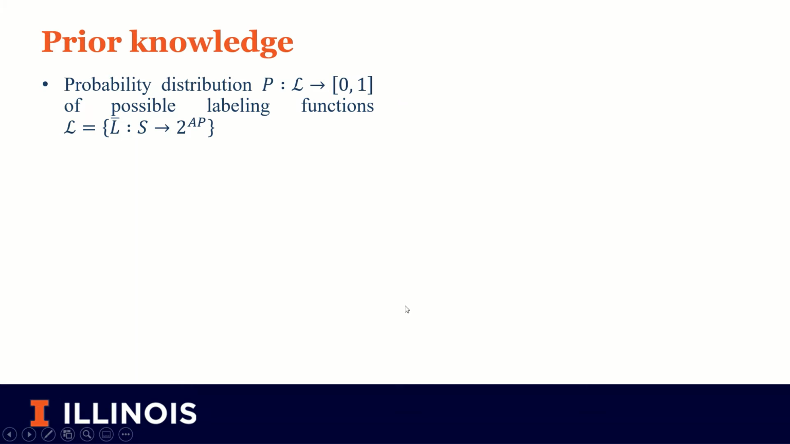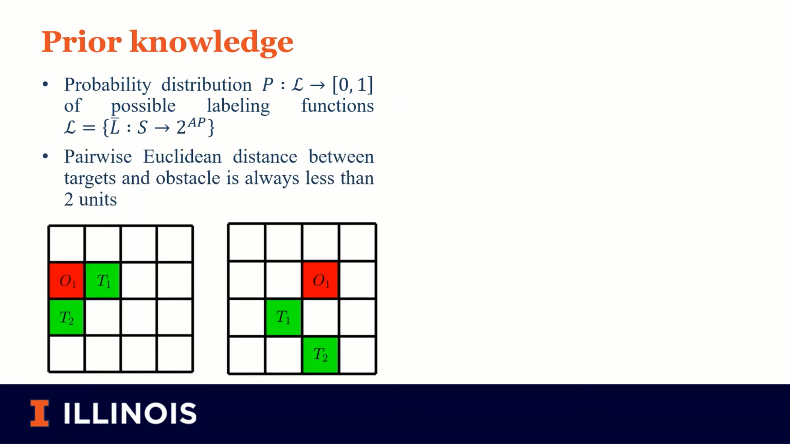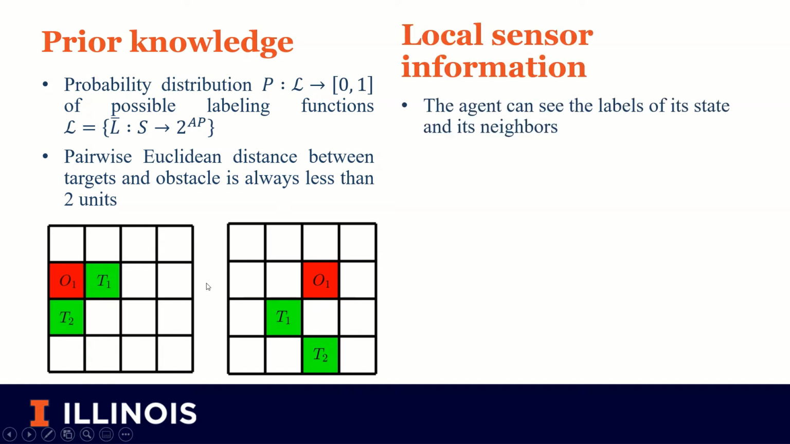The prior knowledge is described by a probability distribution P of the possible labeling functions. Let us say that the prior knowledge we have is that the pairwise Euclidean distance between the targets and obstacles is always less than 2 units. So in our running example, these are two possible labeling functions of our transition system. There are many other labeling functions as well, which is not shown here.